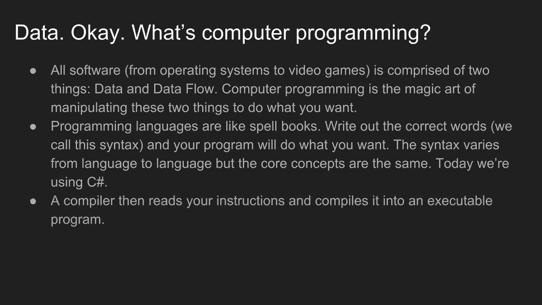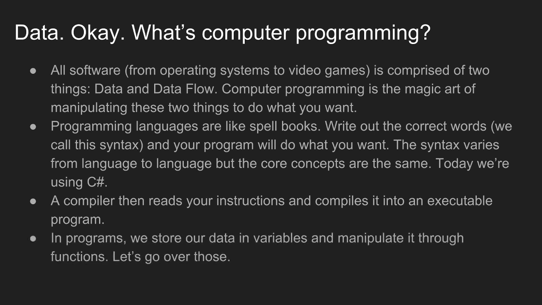So whatever you're writing your code in, eventually it has to get to a compiler, and the compiler compiles it down to an executable. And then from there, your computer can run it. It changes a little bit on the web, but pretty much that's how it is. So in programs, this is what you need to know: we store our data in variables, and then we manipulate that data through functions. So let's go over those.